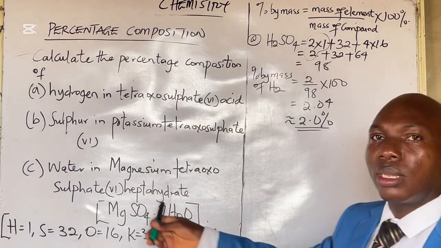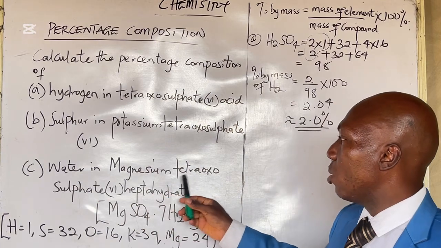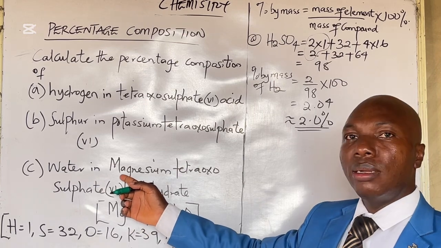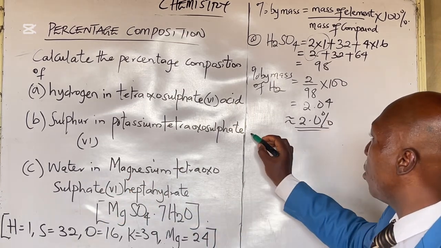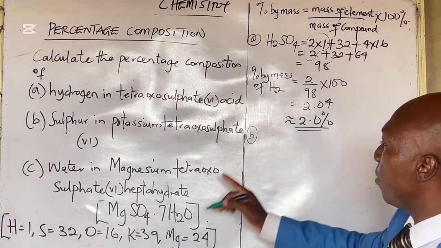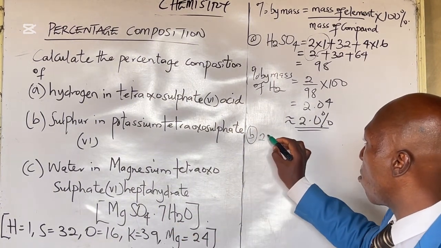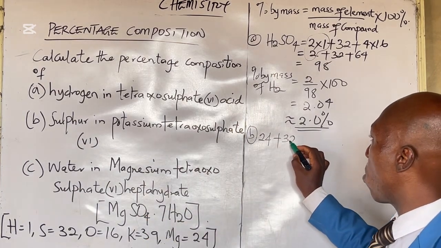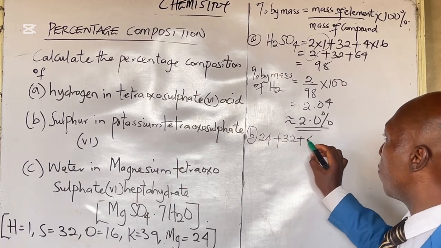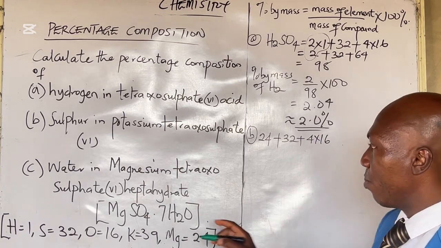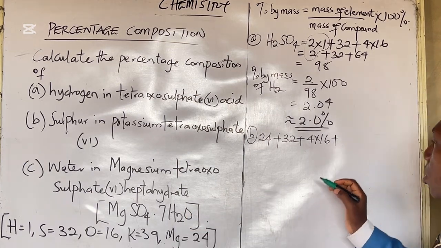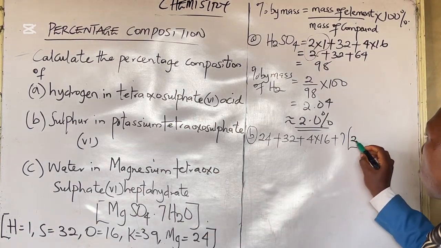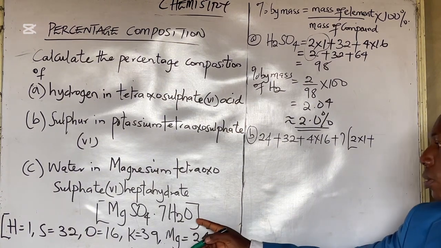So we have the next question. The next question is water in magnesium tetraoxosulfate 6 heptahydrate. Let's calculate the relative molecular mass of this compound. We have magnesium, which is 24. We have sulfur, which is 32. We have oxygen, which is 4 times 16, plus 7 into bracket, our water, that's 2 times 1, plus oxygen is 16.